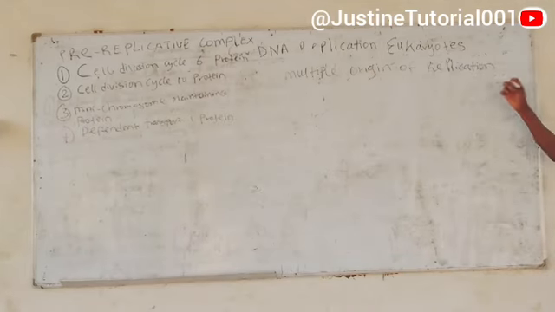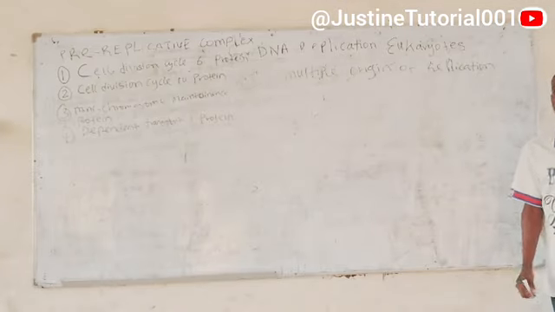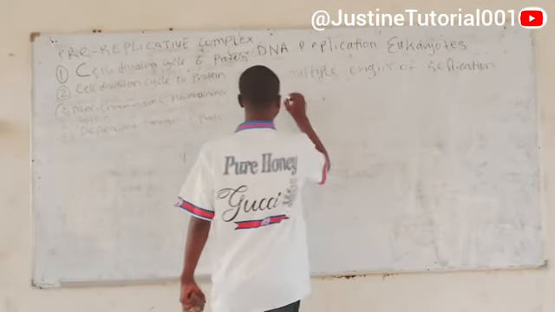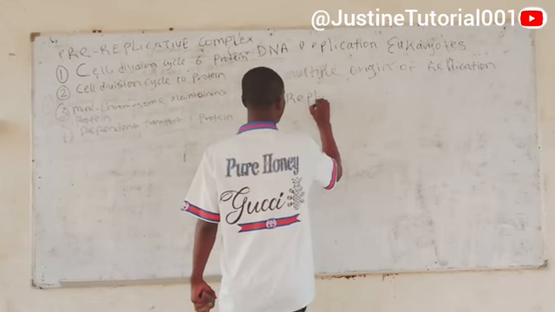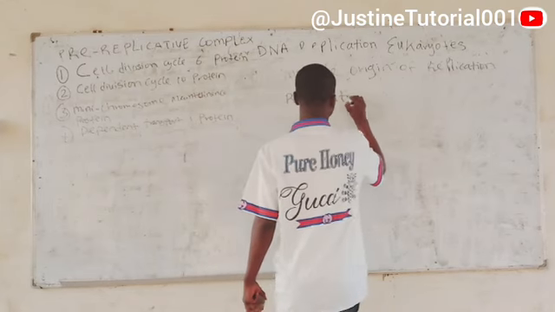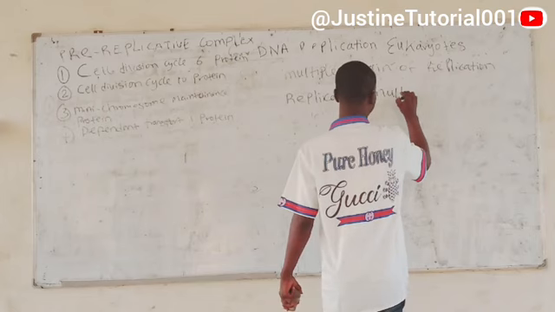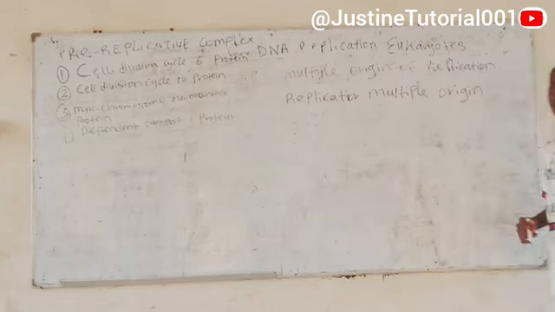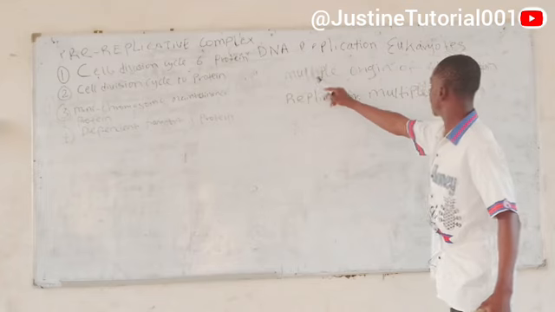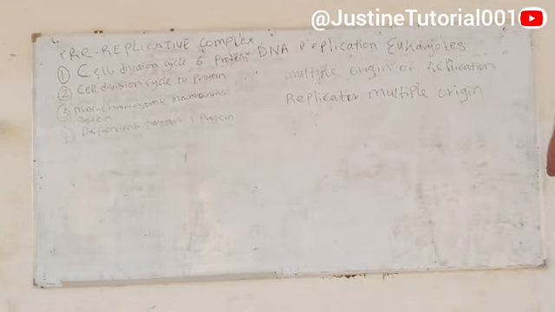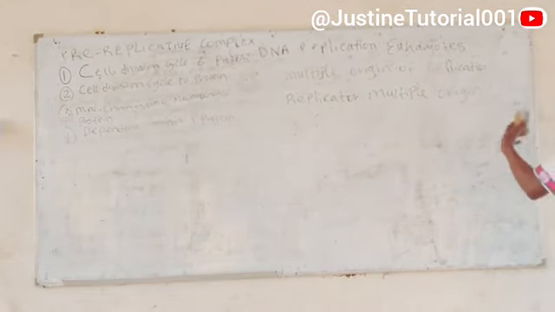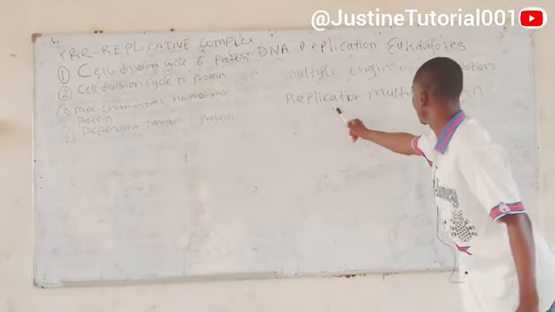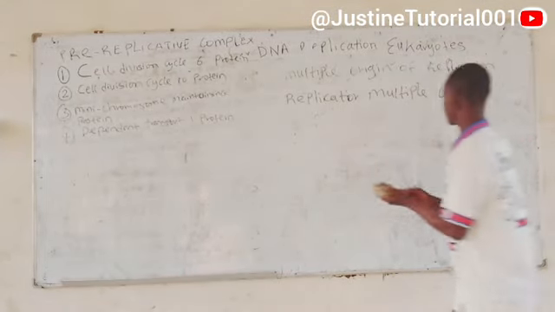This multiple origin of replication is distributed along each chromosome, called the replicator's multiple origin. So, the initiation begins at the multiple origin of replication, distributed along each chromosome called replicator's multiple origin.